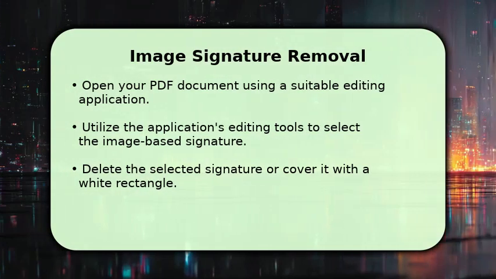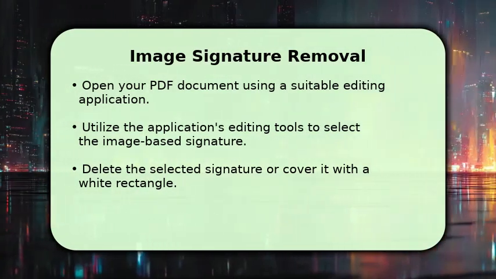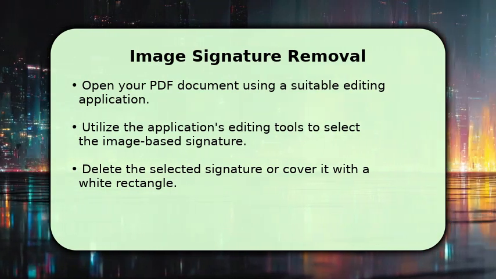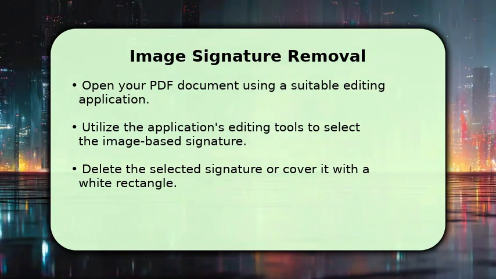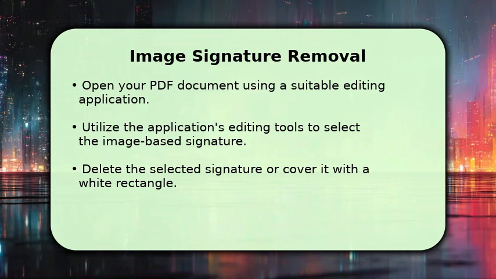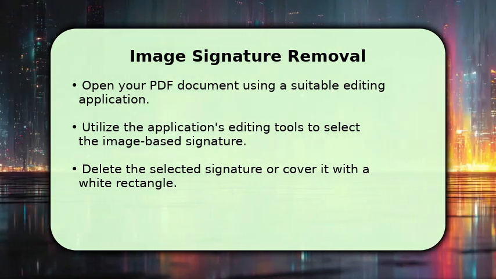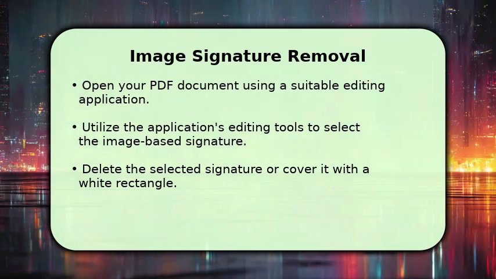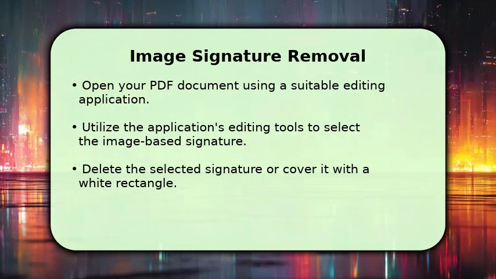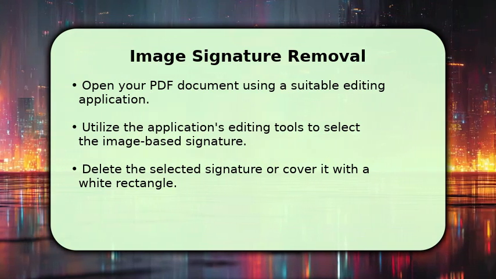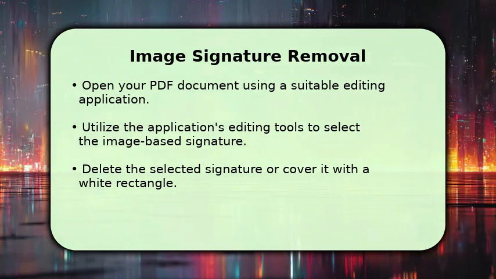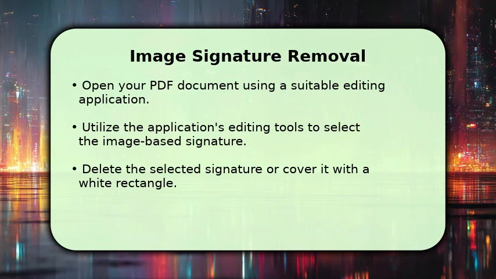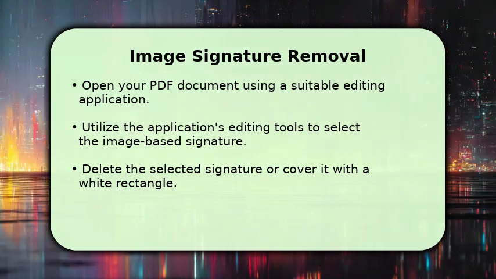For image-based signatures, the process is straightforward. Open your PDF in an editor like Adobe Acrobat or a similar program. Locate the signature, then use the selection tool, often found in the Edit PDF section, to highlight it. Once selected, you can simply press the Delete key or use a white rectangle to obscure it completely. Remember to save your document after making these changes.